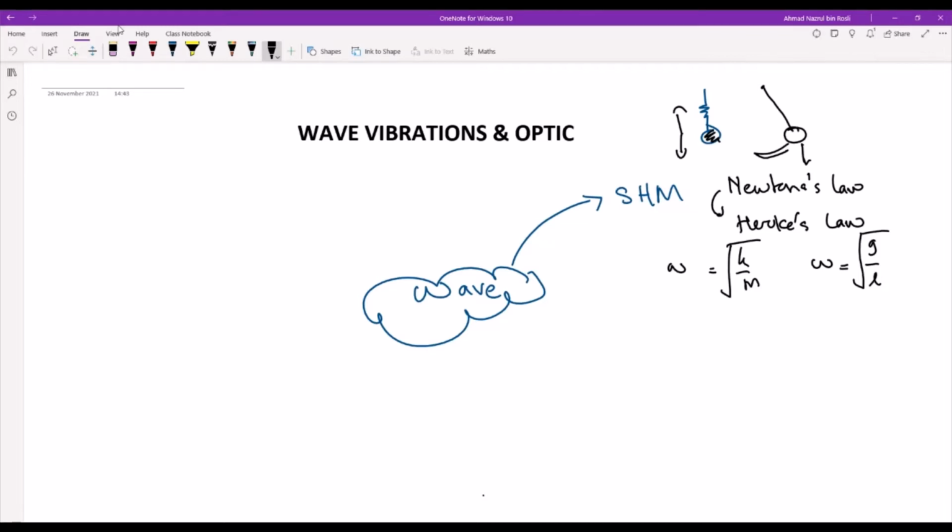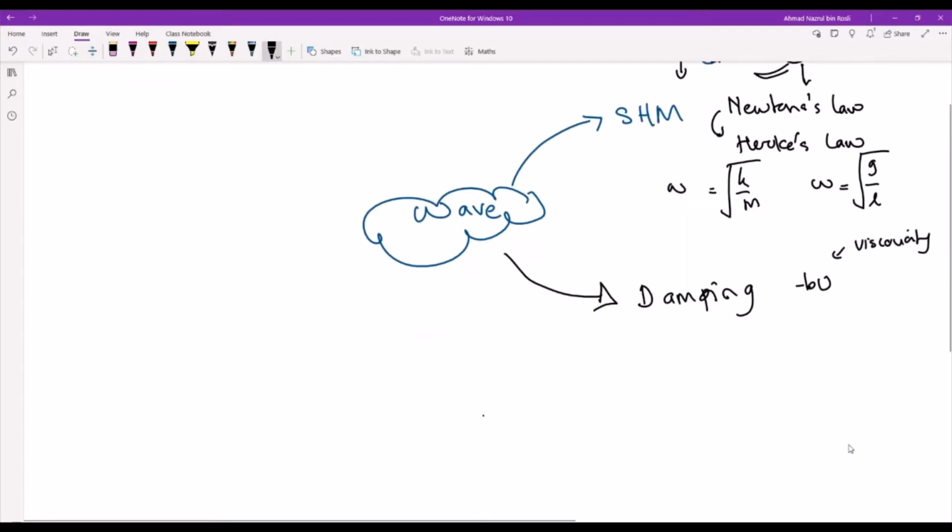When we talk about friction, it comes up in chapter 3. We call it damping. When we have damping, there is another term in the equation: minus bv, the velocity. This is related to the viscosity, as you should have learned from mechanics. I'm not going into too much detail about this, but in damped oscillation, you should know that.